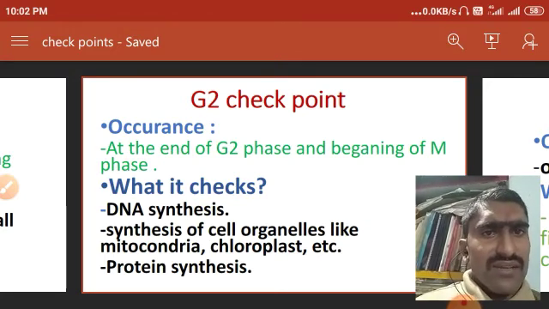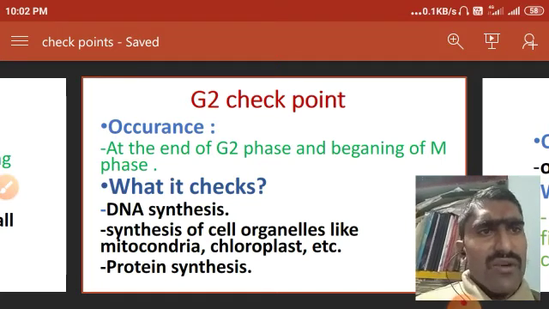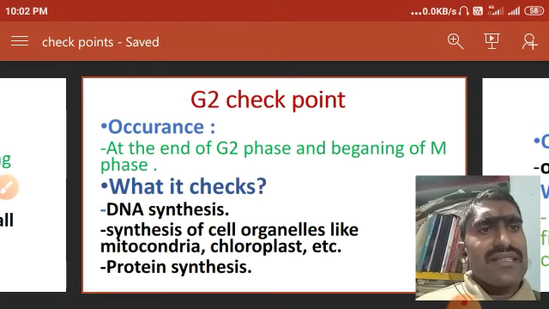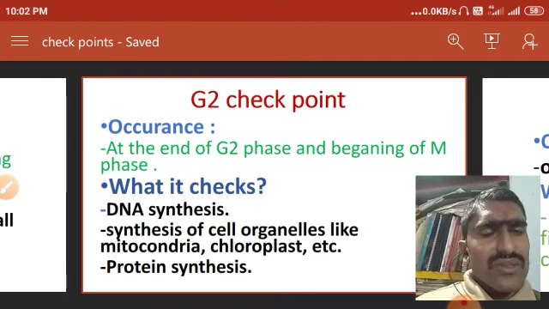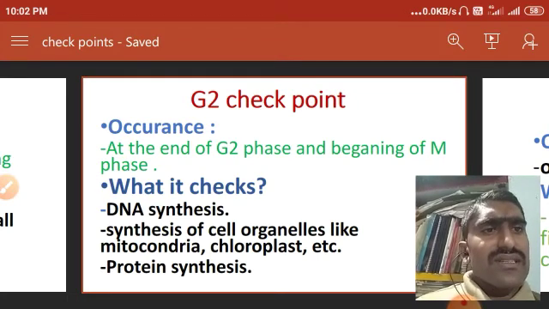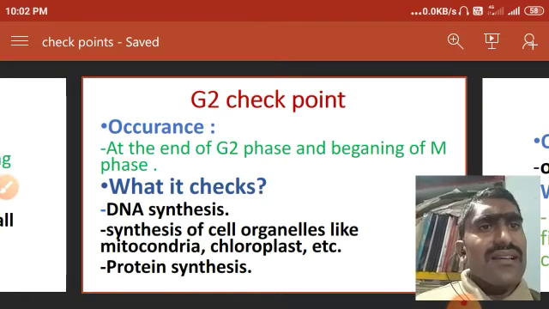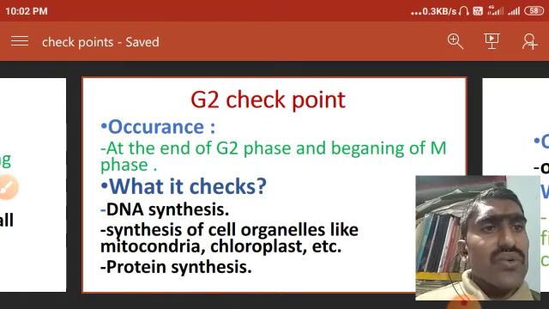In animal cells, mitochondria is the powerhouse of the cell, and in plant cells, chloroplast is the energy generating organelle, the site of photosynthesis. So these organelles must be in a cell. That is why it ensures that these cell organelles are successfully synthesized or not. If any one is not synthesized, then this G2 checkpoint will not allow entry into the next phase, that is the mitotic phase. Cell division will be blocked there.